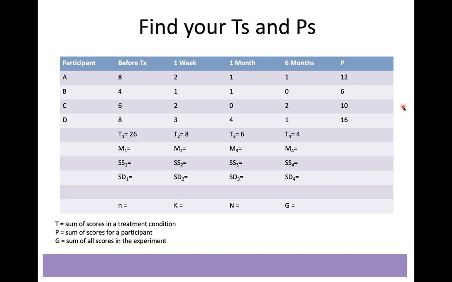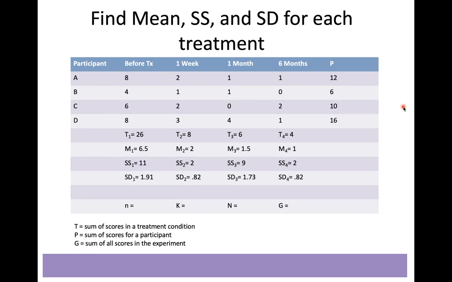Okay. The next step is that we calculate a mean, and then we do a sum of squares and a standard deviation for each treatment condition. Now, I've glossed over a lot here because you should know how to do a sum of squares table by this point in the semester.